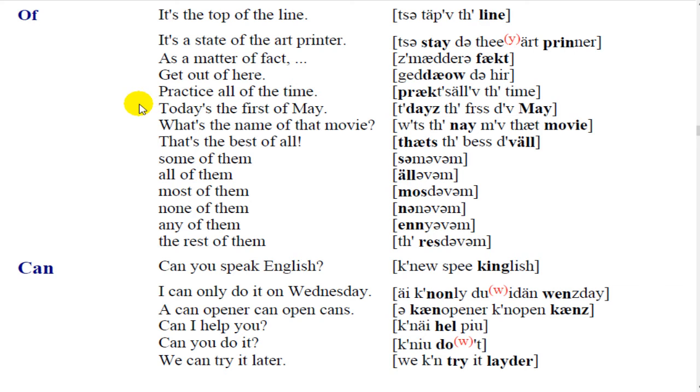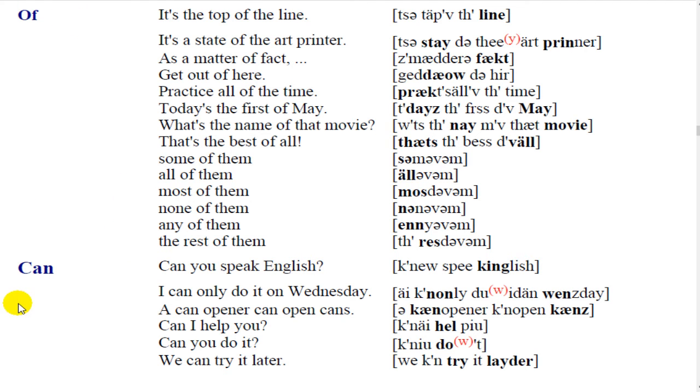Today's the 1st of May. What's the name of that movie? That's the best of all. Some of them. All of them. Most of them. None of them. Any of them. The rest of them.